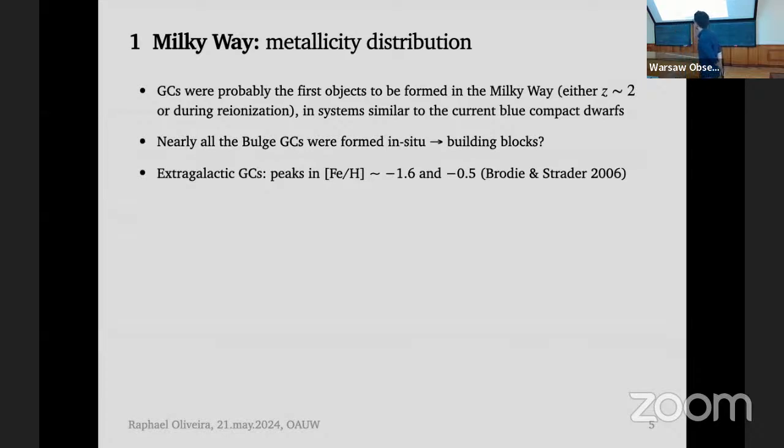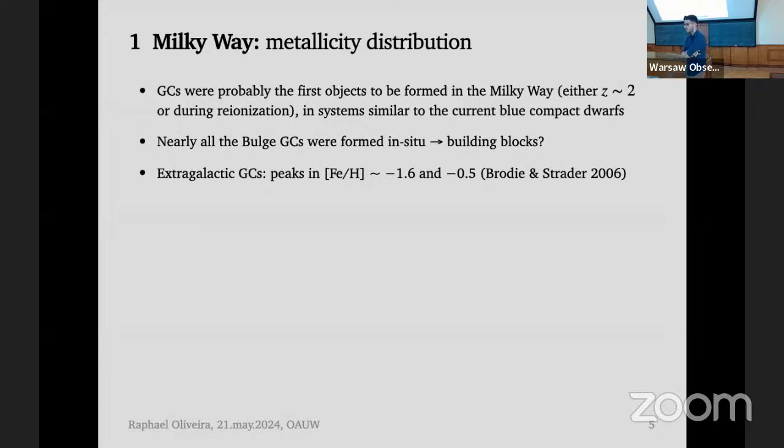So they were probably the first objects to form the Milky Way at redshift 2, or even before. Almost all the bulge globular clusters are formed in situ, as some recent dynamical analyses show. And we also frequently say they are the building blocks of our galaxy, since they are the oldest objects we can observe here.